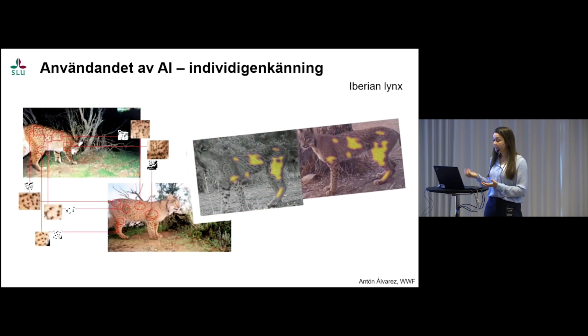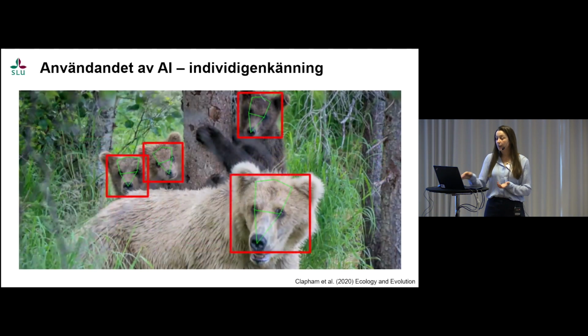Similar to the stripes of the zebra, you can also use individual marks of lynx to distinguish between individuals. Here's an example on the Iberian lynx in Spain, where they have started also to use AI to help with the identification of different individuals. But there are also developments to identify individuals that have no distinct marks, for instance, through the symmetry of the face. This is an example from the Bear ID project.